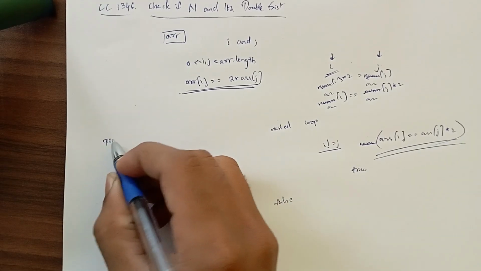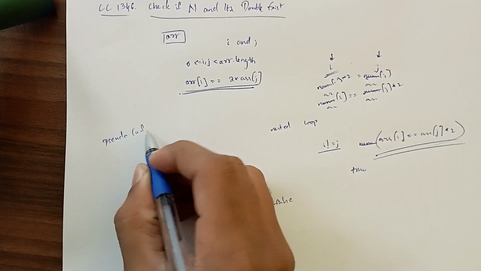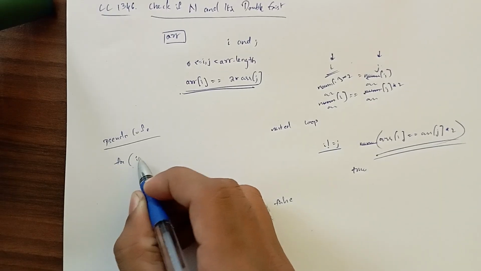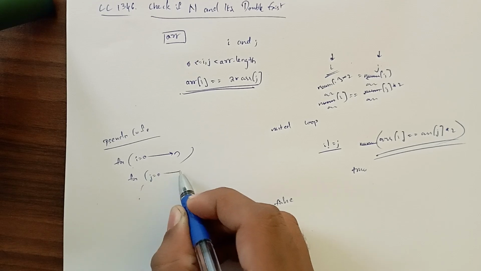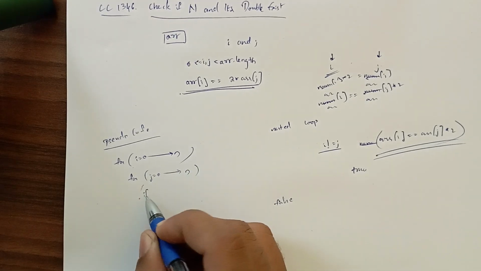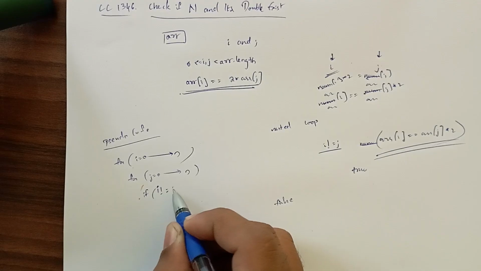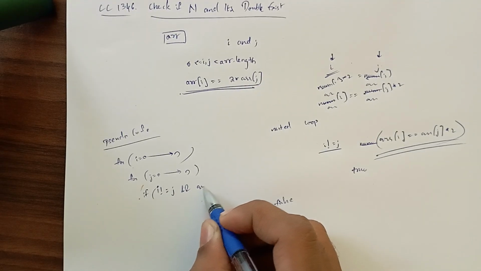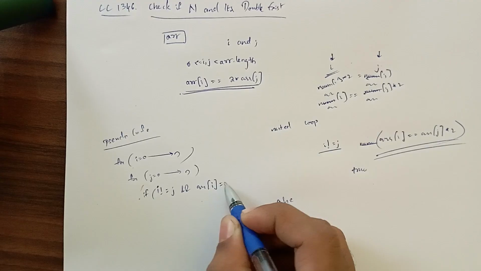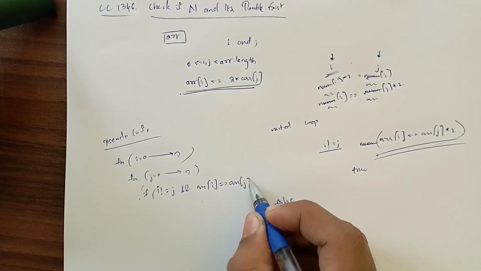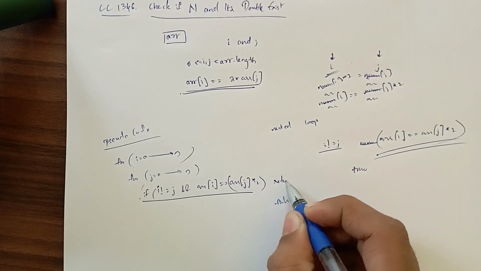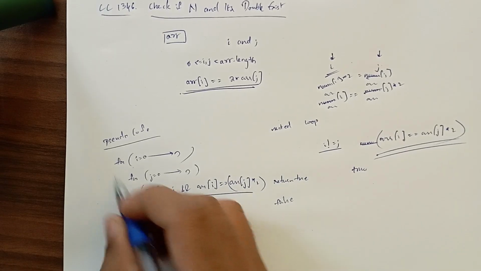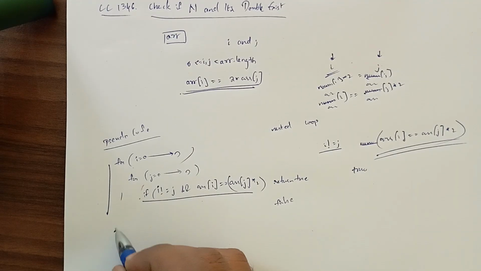So the pseudocode is: for i is equal to 0 to n, for j is equal to 0 to n, and if i is not equal to j and array of i is equal to array of j into 2, if this condition is satisfied, we need to return true. After this nested loop ends, we will be returning false.